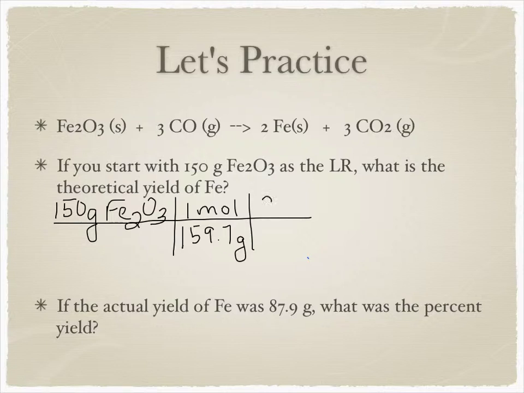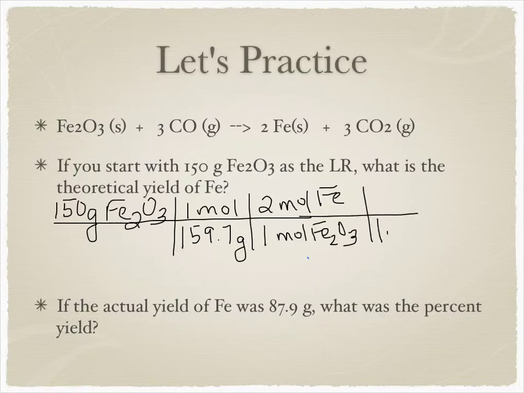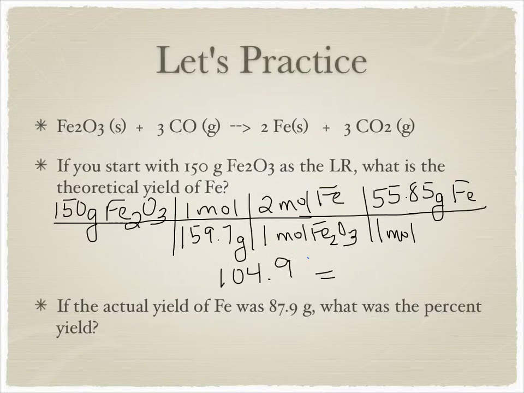Remember to put the desired substance in the top and the one that you started off with in the bottom. And then finally multiply by the molar mass of the iron as your desired amount. So if we calculate this, we'll get 0.9 grams. And let's round that to 3 significant figures because we can.